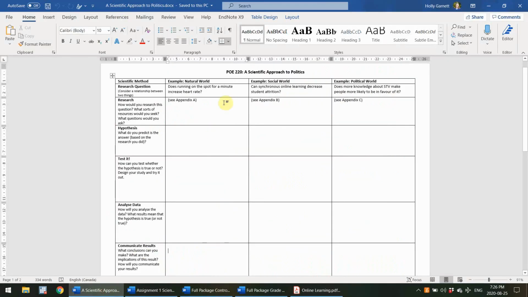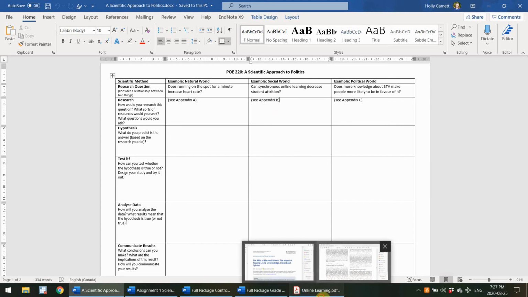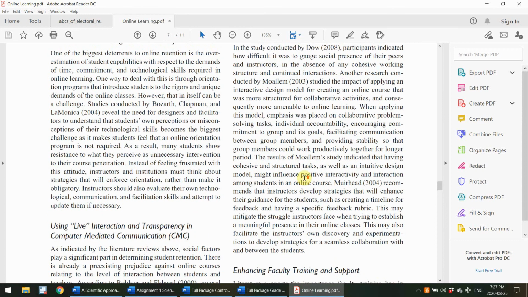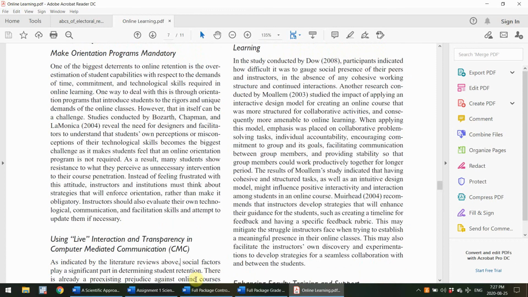All right, so I go back to my scientific approach, and I would say, okay, it would appear that if you have live, in-person, or synchronous online learning, student attrition is going to decrease. And we found that because, you can look at some of the reasons, people don't want to leave that social culture that they'll get in an online course. So you can find out different reasons why.